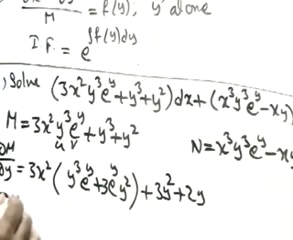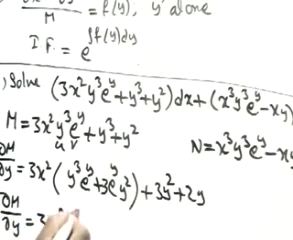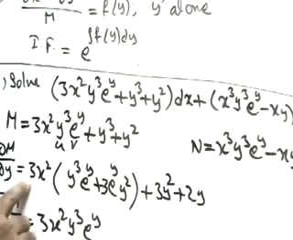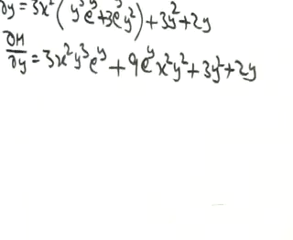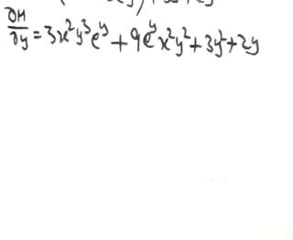Now you do one thing, you multiply this one, ∂M/∂y. Now if you multiply this, you will get 3x squared y cubed e power y, plus 3 threes are 9, e power y x squared y squared, plus 3y squared plus 2y. So this is ∂M/∂y.